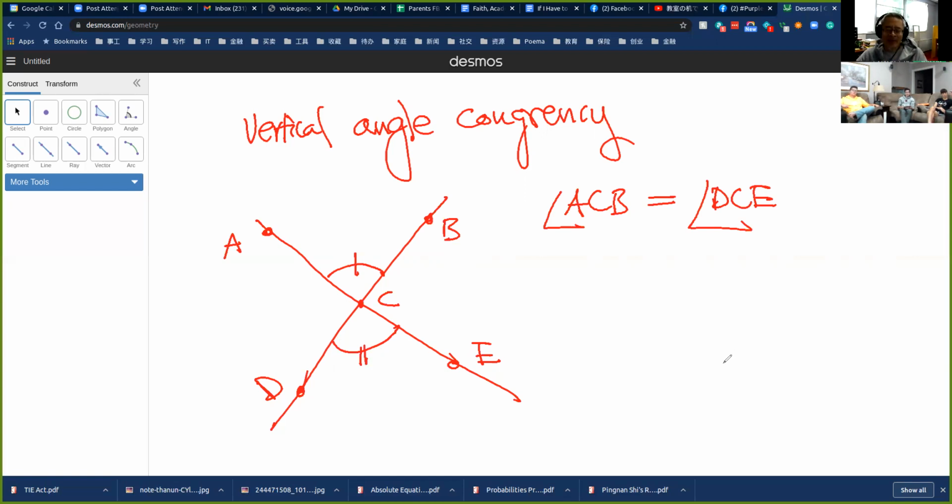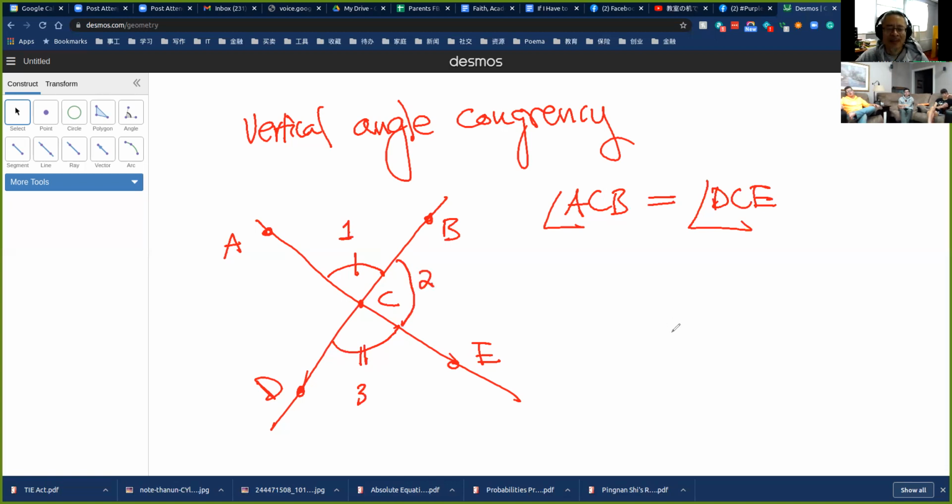But how do we prove that? How do we prove that these two angles are congruent? So what we're going to do is use one of the axioms, one of the 10 axioms. So we know that, let's say this is angle 1, this is angle 3, and this angle is 2.